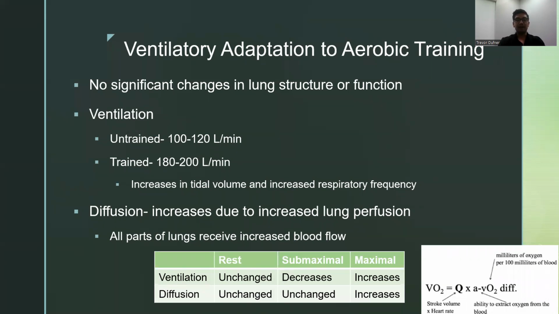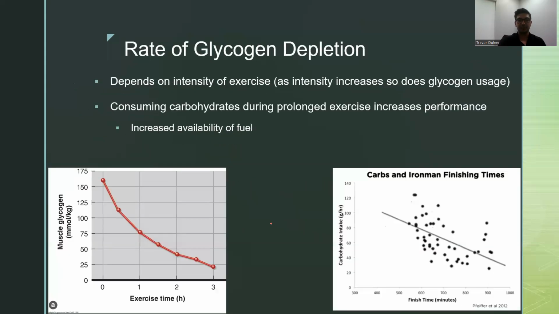However, your ventilation will change. The amount of times that you can ventilate per minute in a trained individual will increase almost twofold. You will increase almost 100 liters per minute of inspiratory capacity when you are a trained individual versus a non-trained individual, as diffusion increases due to increased lung perfusion. So you're not really changing the amount of alveoli in the lung, but because you are changing the amount of blood being pumped to the lungs, and because you are changing the amount of air that's moving in and out of the lungs, that is what allows for more oxygen diffusion, not any increase in the alveoli themselves.